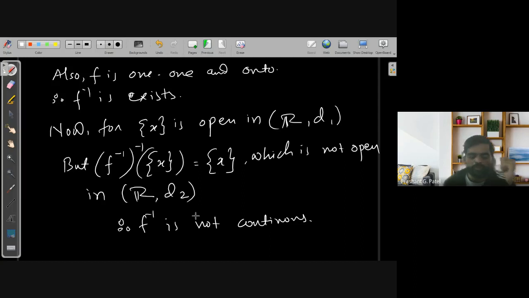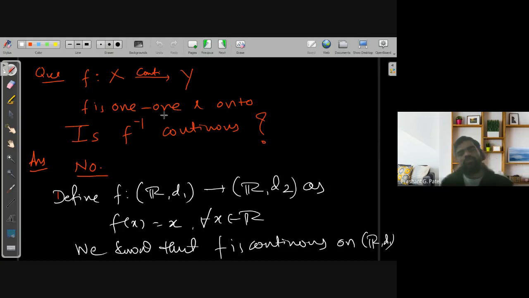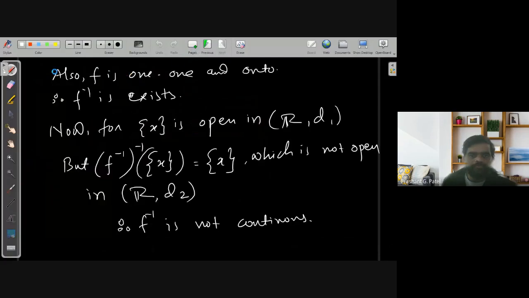Which proves that if f is continuous, it does not imply that its inverse is continuous, if it exists. Let us discuss one more example here. Let us consider f and g, two different continuous functions I'm taking.